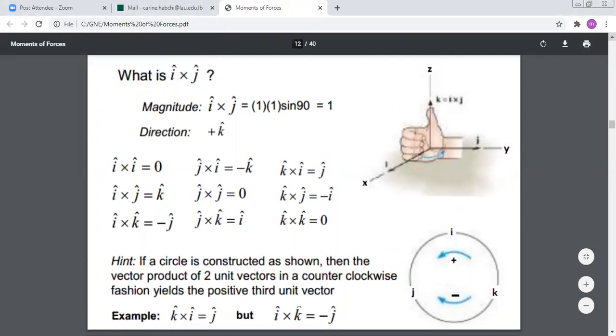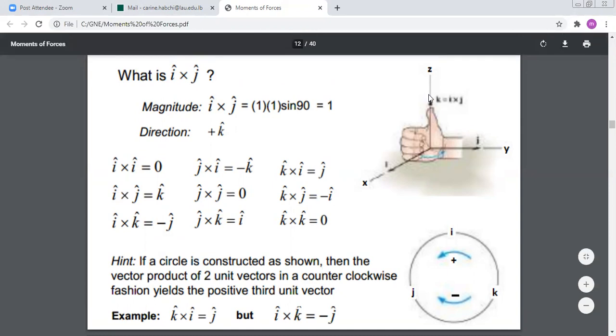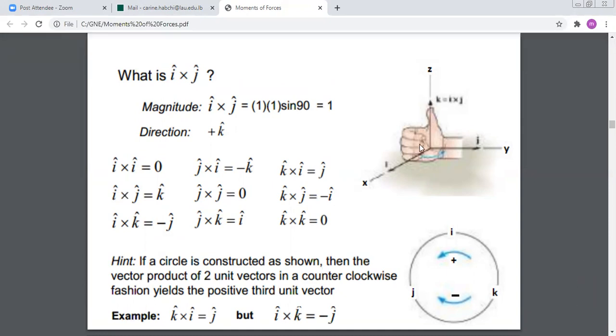Now, if you want to do I vectorial J, using the four fingers, we curl them from I to J, and the thumb will give us K. The second method, we can use three fingers. First, the thumb along I, the second finger along J, and the third finger will be pointing upward along K. So in this case, because it's a right-handed coordinate system, I can say that I vectorial J will give me, in direction, plus K.